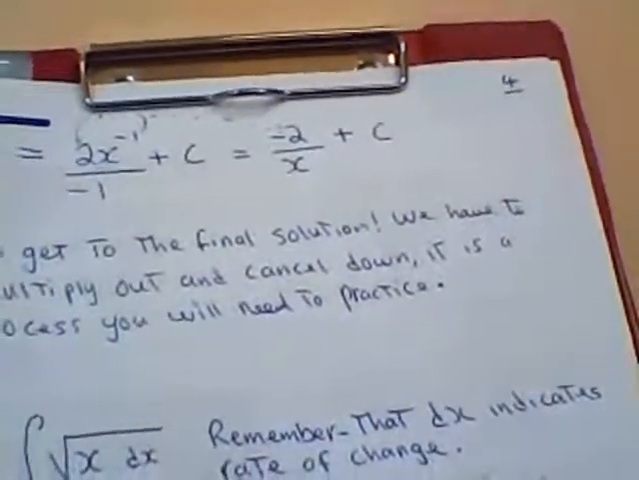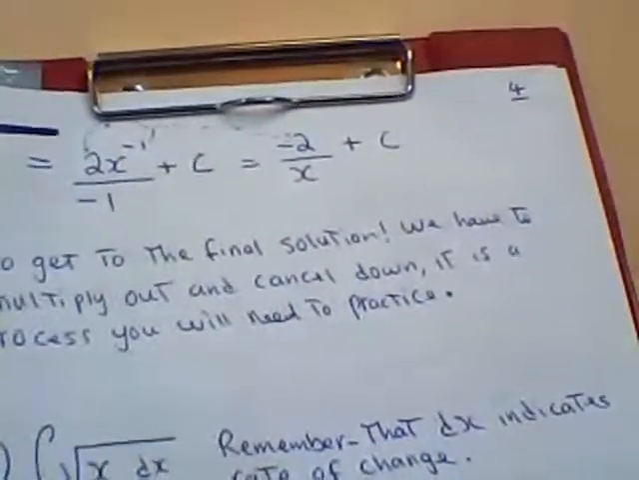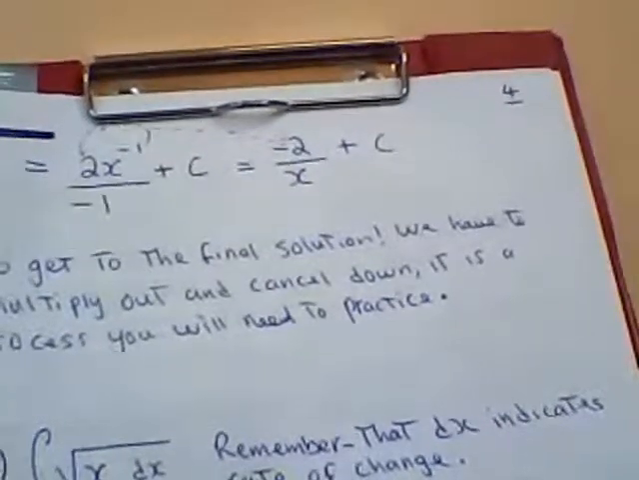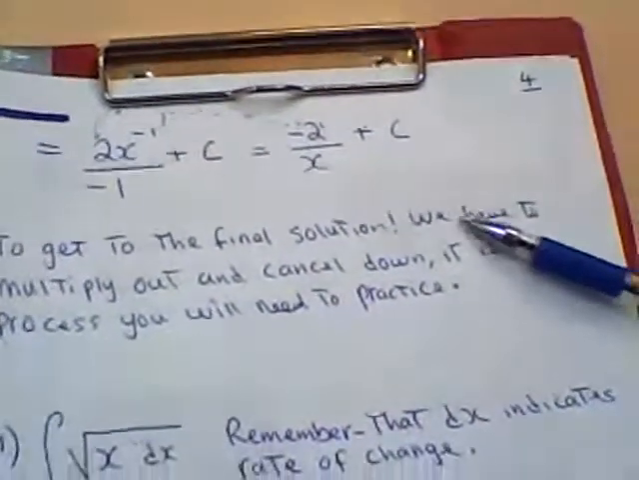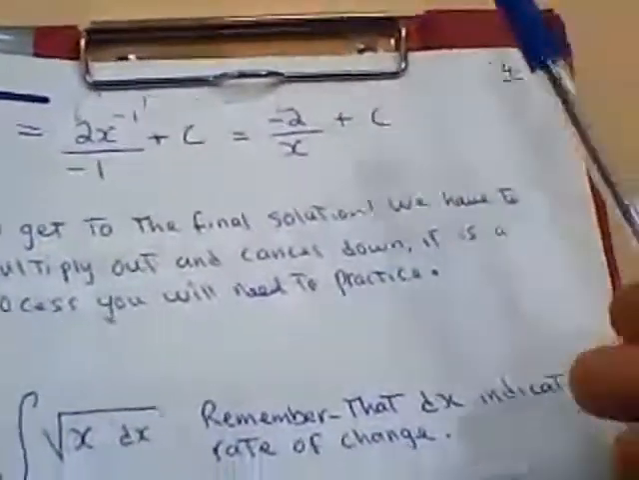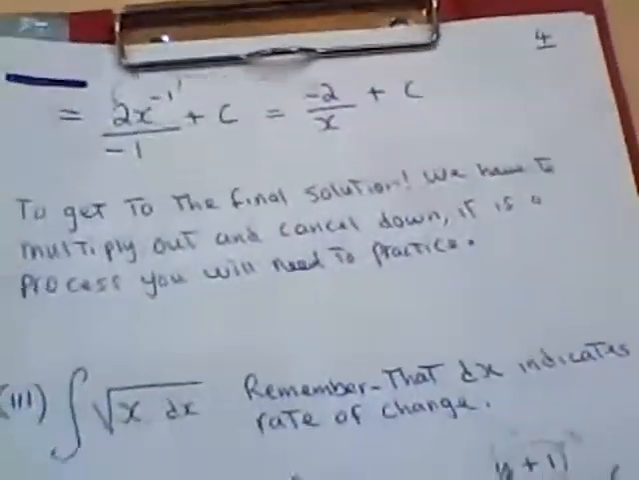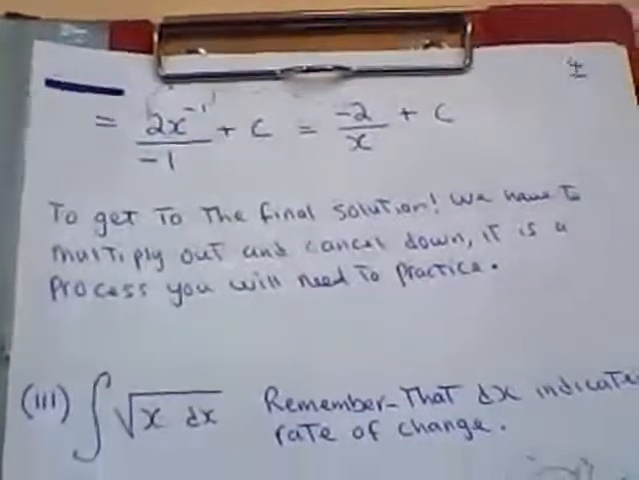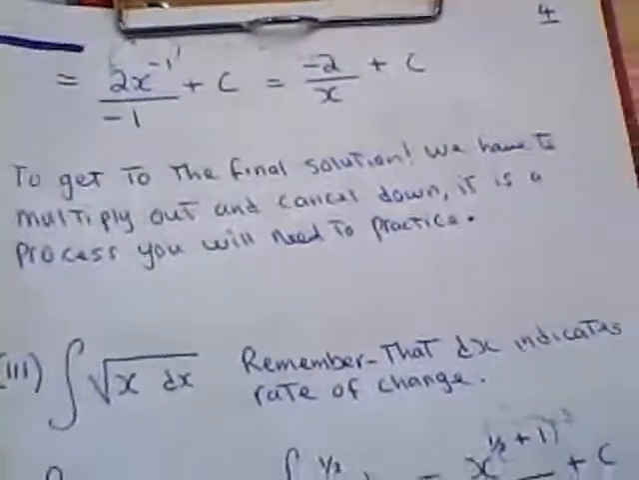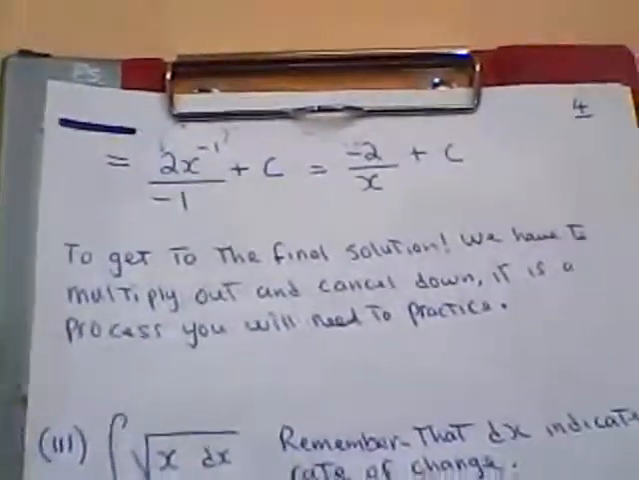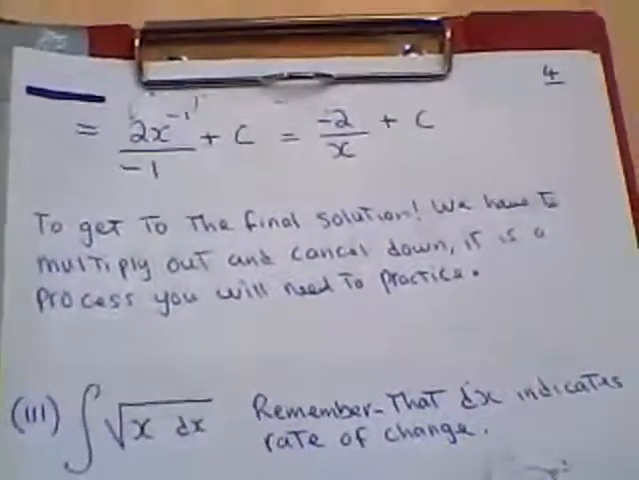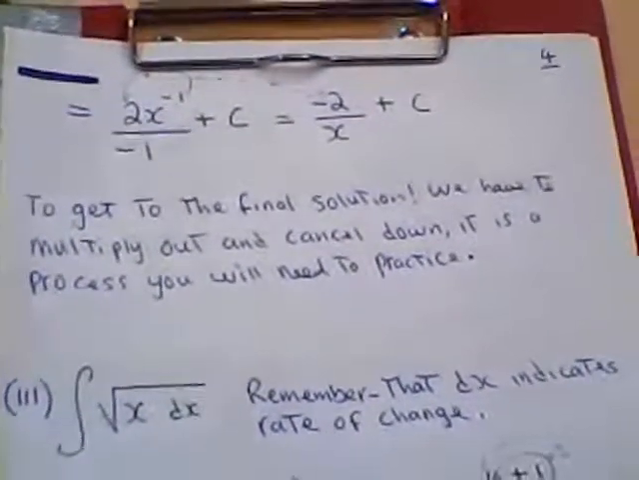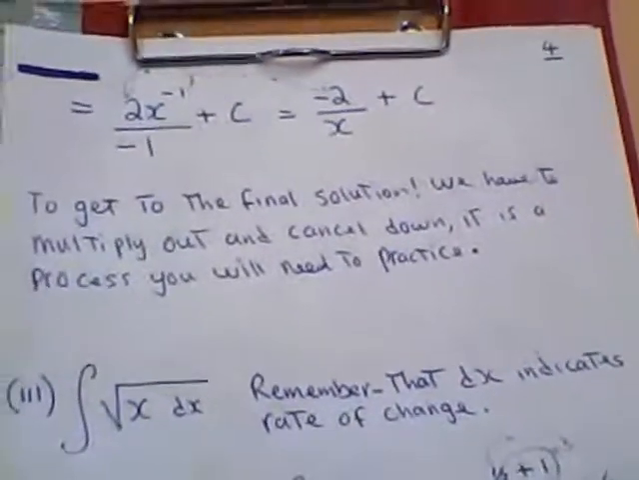Now, to get to the final solution, we have to multiply out and cancel down. It is a process you will need to practice. Remember, this is only one way of looking at it. There are different ways also, but do some research for yourselves. Some of you will do this in your head automatically, but the problem will come when you need to write it down on paper to make sure that you can understand it.